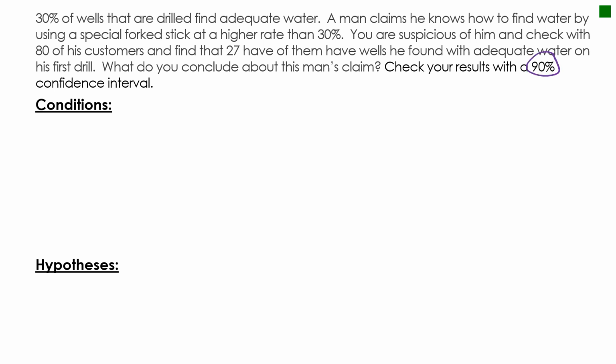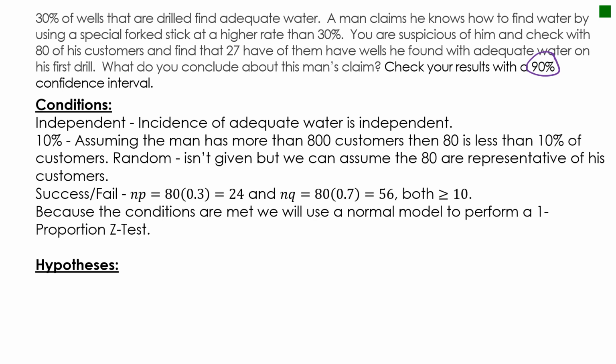So again, first thing, check the conditions. Independent, whether or not we found adequate water is independent. 10%, assuming the man has more than 800 customers. We don't know that for sure, but that would be 80 times 10. So we need at least 800 customers for that to be less than 10%. Random isn't given, but we can assume that 80 are representative of his customers.